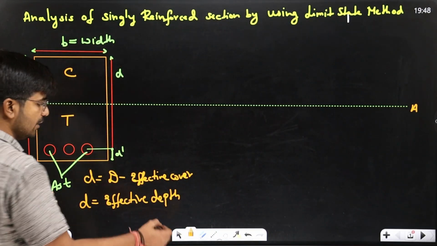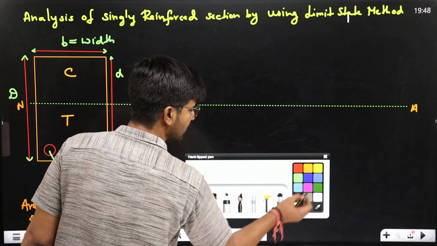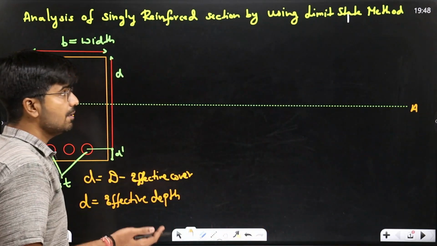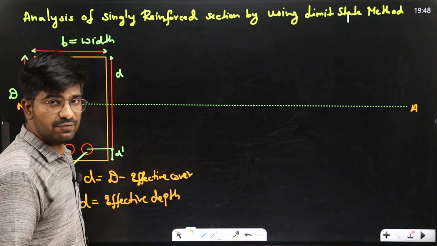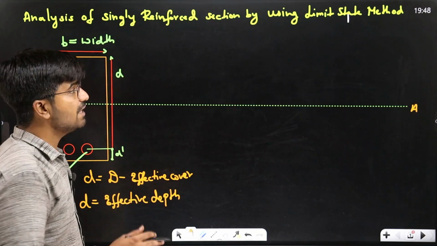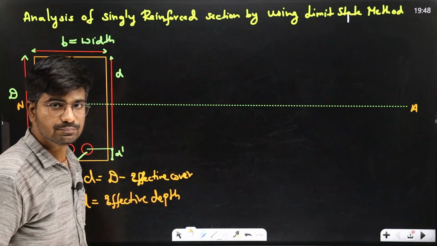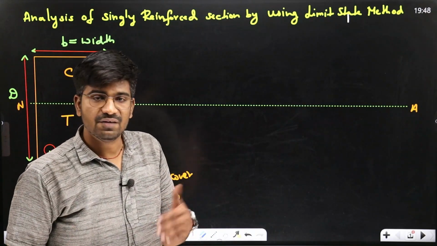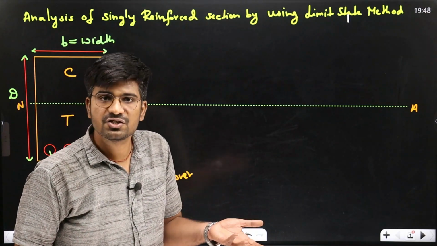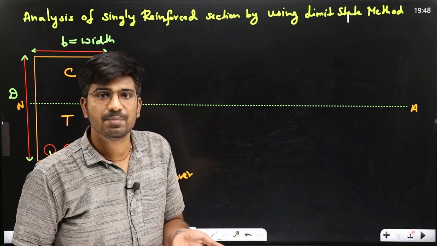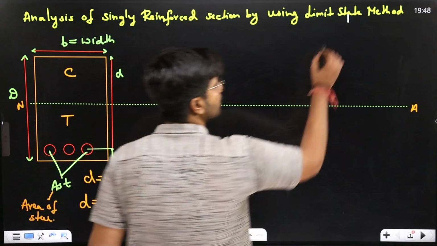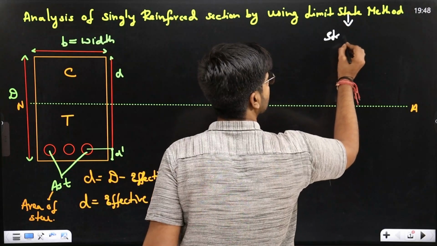So the next thing is we are designing a beam, and that is a singly reinforced section beam by using limit state method. Already in previous classes I told you the difference between the methods. One is working stress method and another is limit state method. Limit state method design is totally based on strain concept.